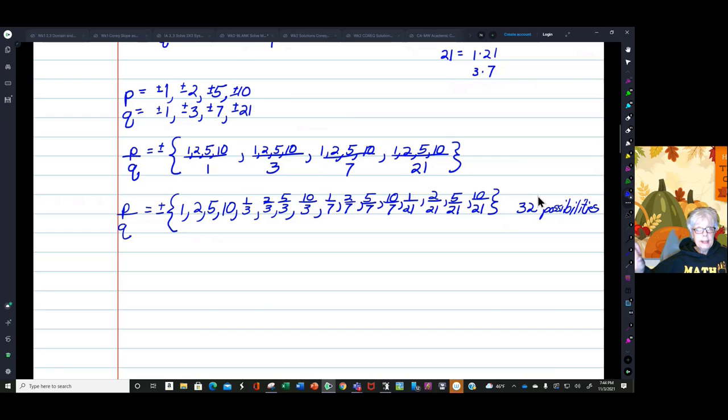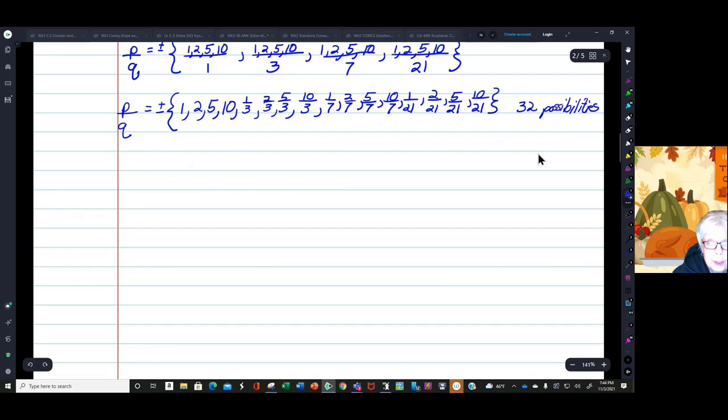Now, you're going to see answers, right? This is multiple choice. And the way the authors write their possible rational zeros, P over Q equals, okay, for reasons I don't know, they take all the 1/1s together, and then all the 2/1s together, and then the 5/1s together, and then all the 10/1s together. So what their answer list looks like is this.